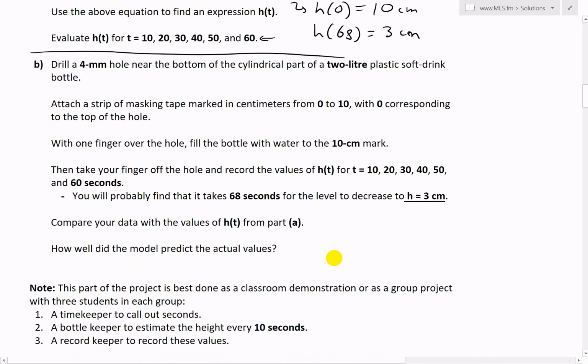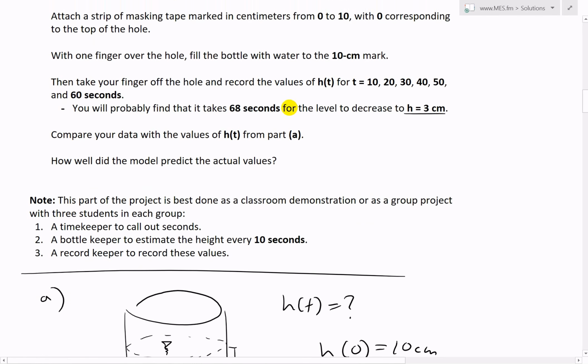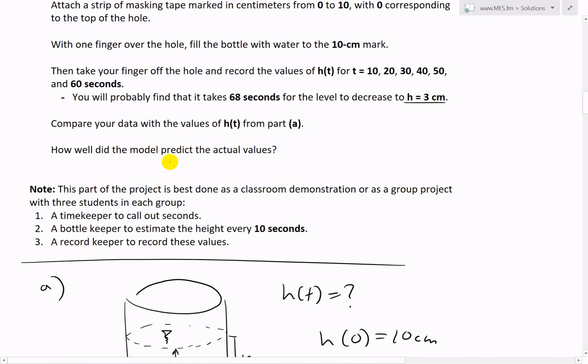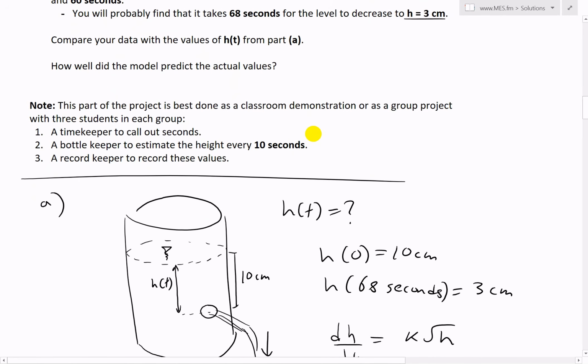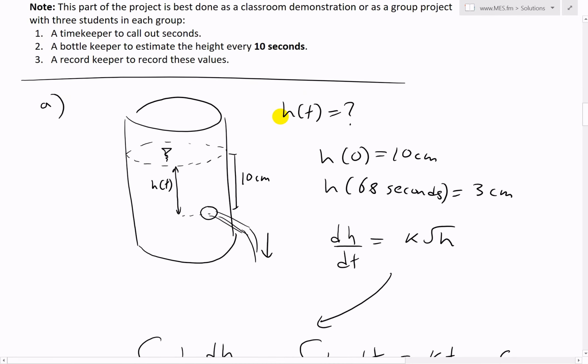So it says to compare the experimental data for this time with the modeled one that we did from part A, and then how well did the model predict the actual values. My calculus book states that this part of the project is best done as a classroom demonstration or as a group project with 3 students in each group: a timekeeper to call out seconds, a bottle keeper to estimate the height every 10 seconds, and a record keeper to record the values.